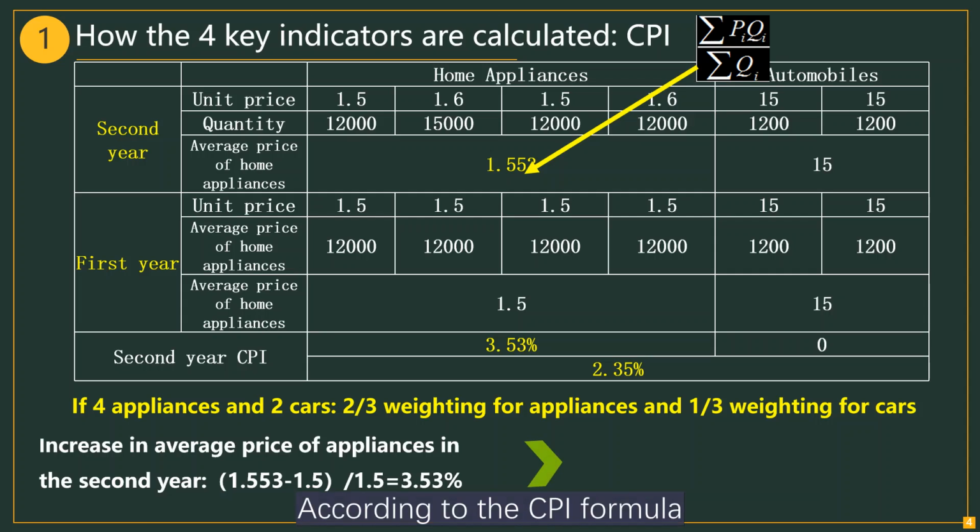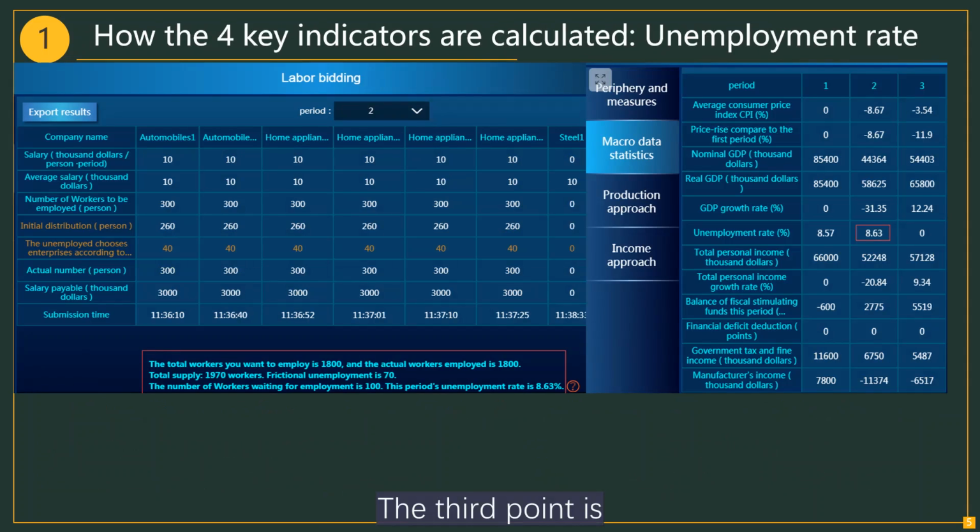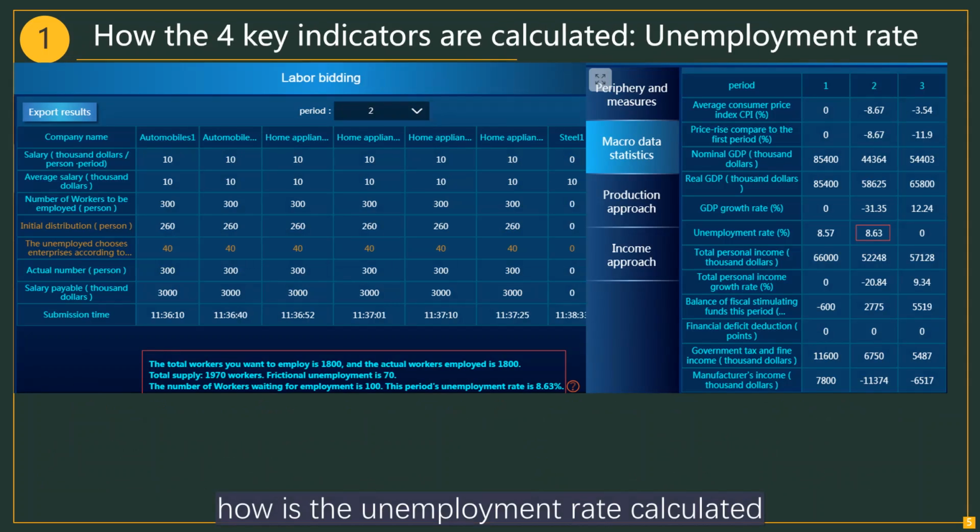According to the CPI formula, CPI in the second year is 3.53% multiplied by 2/3 plus 0 multiplied by 1/3, which is equal to 2.35%. The third point is, how is the unemployment rate calculated?